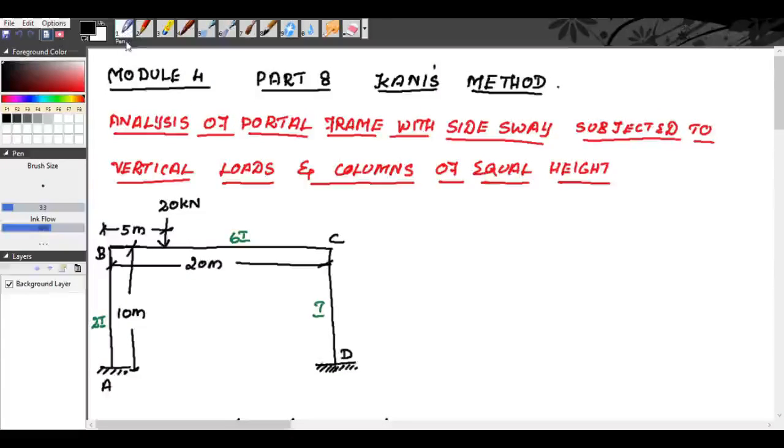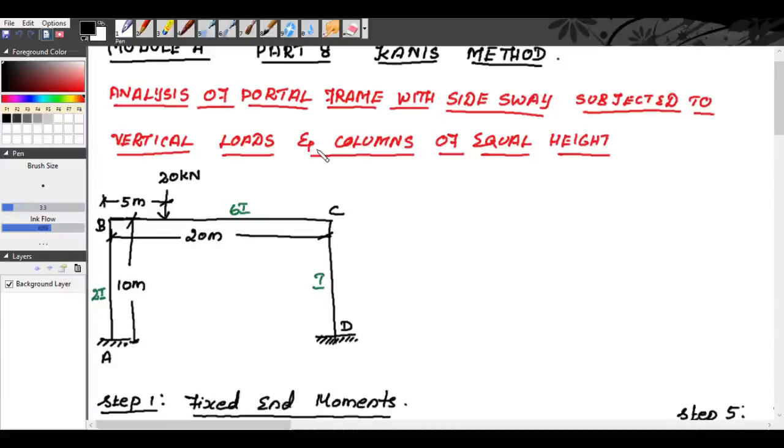Welcome everybody. So today's class we will see how to analyze a portal frame with side sway subjected to vertical loads and columns of equal height. So this is your given problem. So two conditions, okay? It's a portal frame. The columns are of equal height and it is subjected to vertical loads.